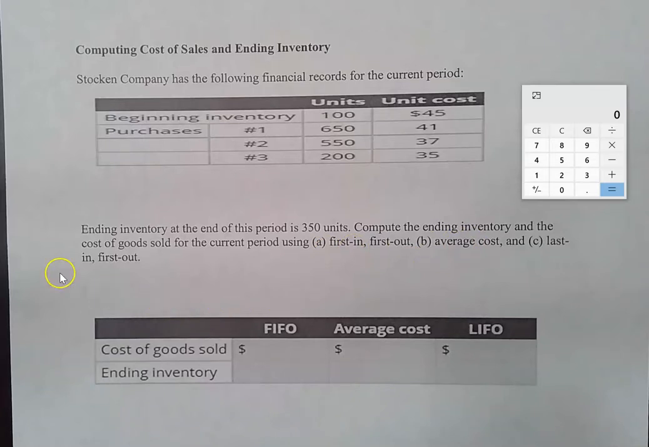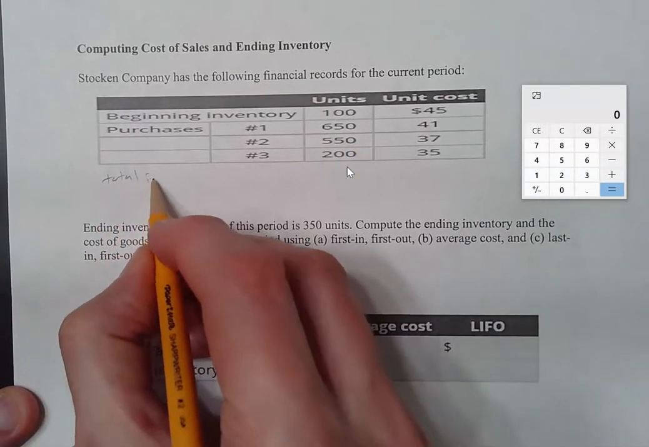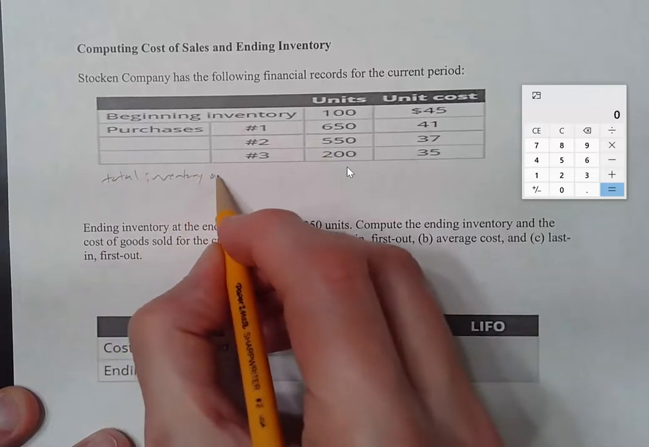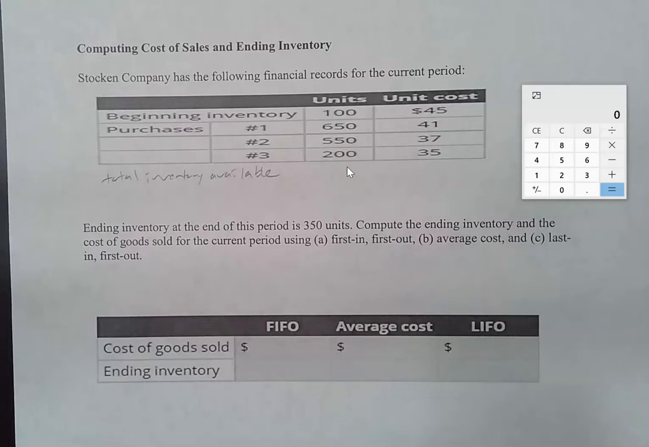Now, ending inventory in dollars, and cost of goods sold for the current period using FIFO, average cost, and LIFO. All right, very good. So what we want to understand here, how I would do this, the first thing that I would do is come up here and find out what my total inventory available for sale is. And that's not an official term or anything like that. But I'm just going to add these items up here, and there's a reason for that. And we will get to that reason momentarily after I add these up.